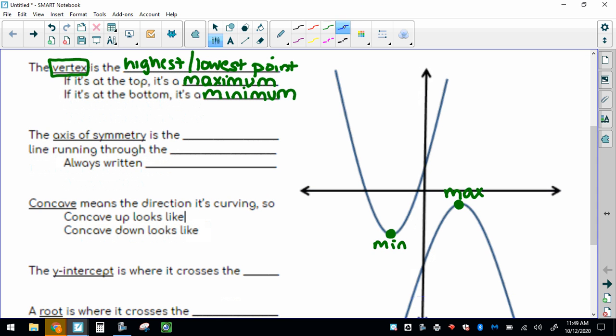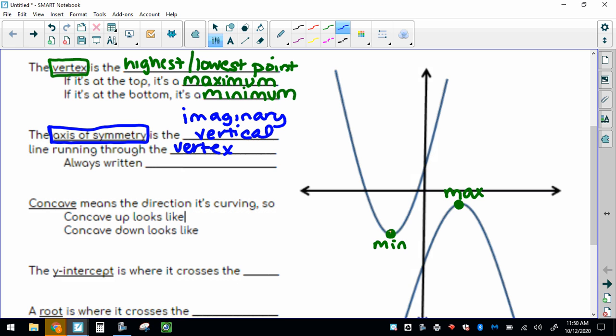All right. The axis of symmetry is kind of the weird one. First off, it's imaginary. And secondly, it is vertical. And so it's the imaginary vertical line that runs through the vertex. So here's the vertex right here. So the axis of symmetry, we use dotted lines to say that it is an imaginary line, would go here or here for this one. And we always write this as x equals a number.